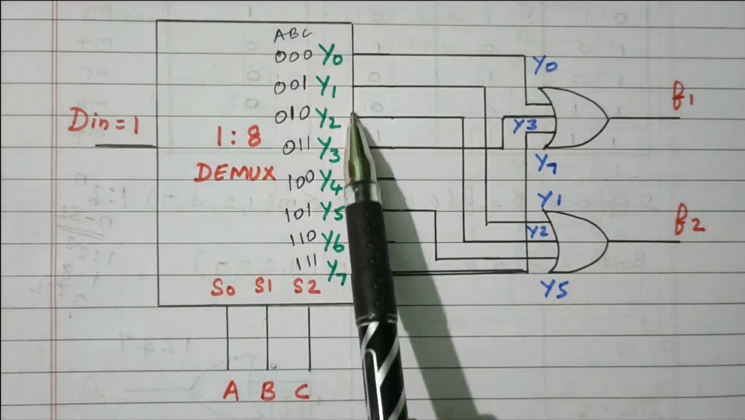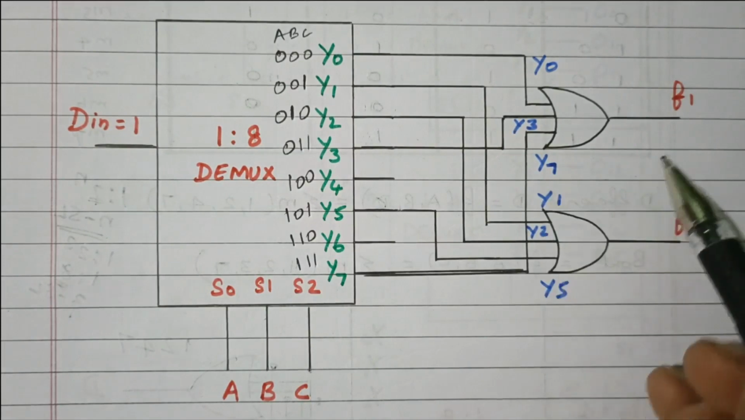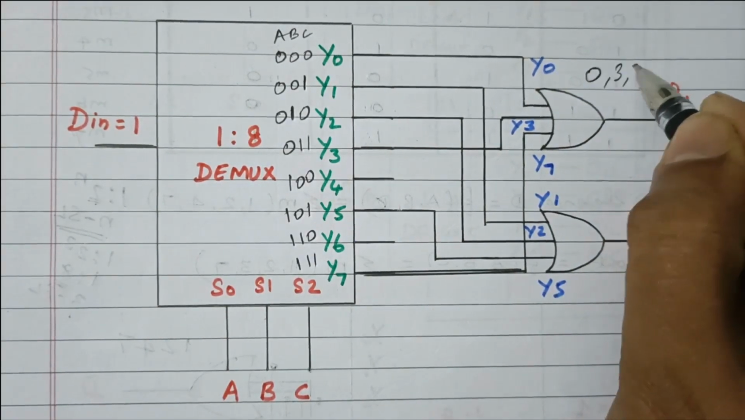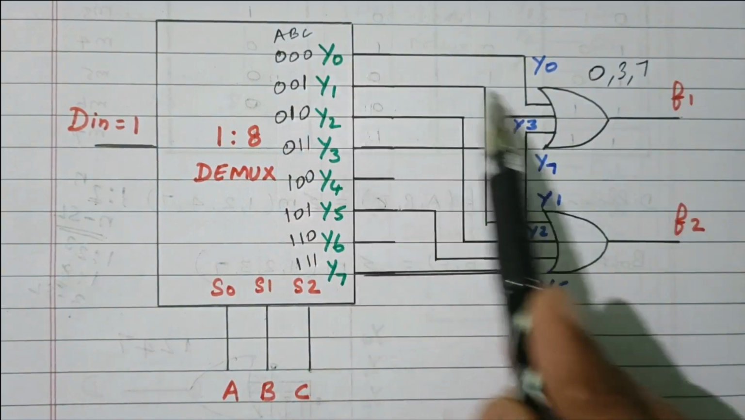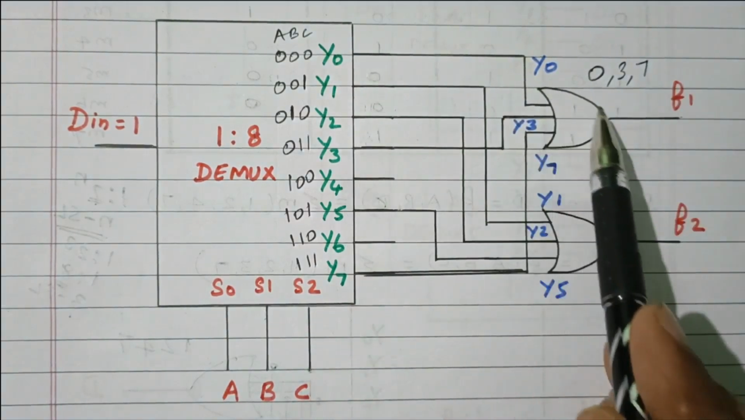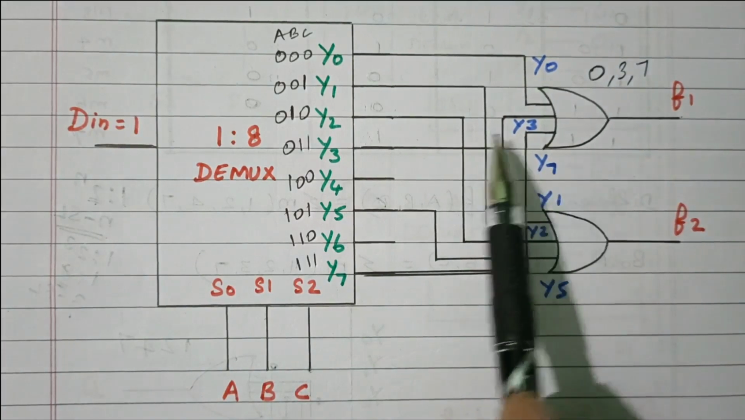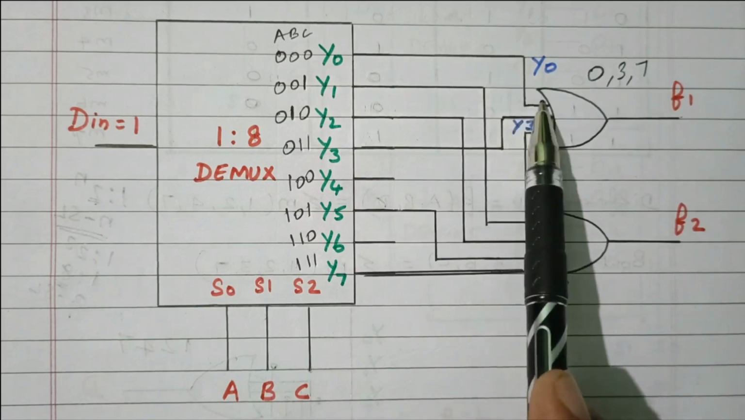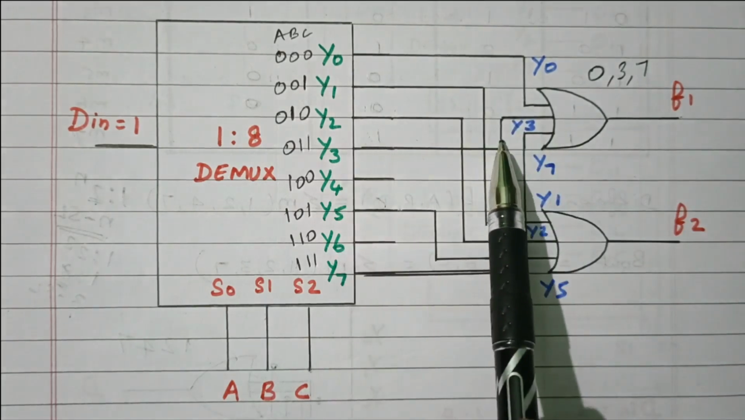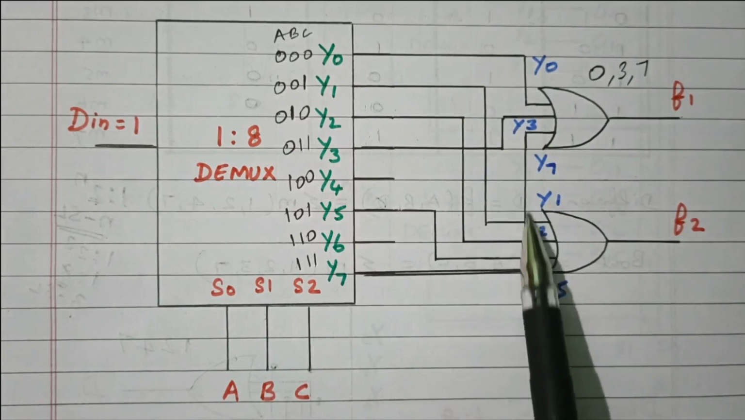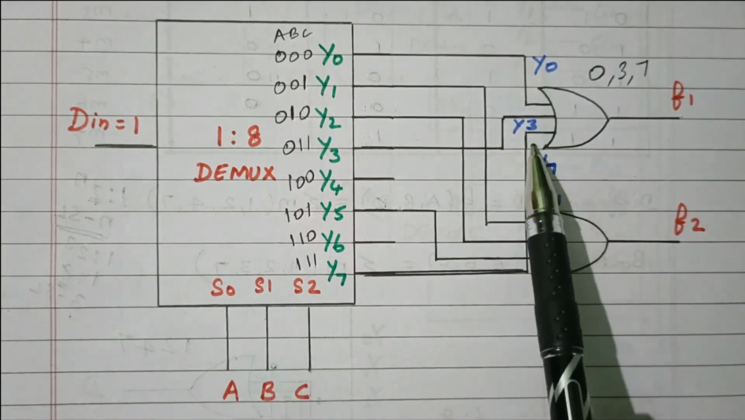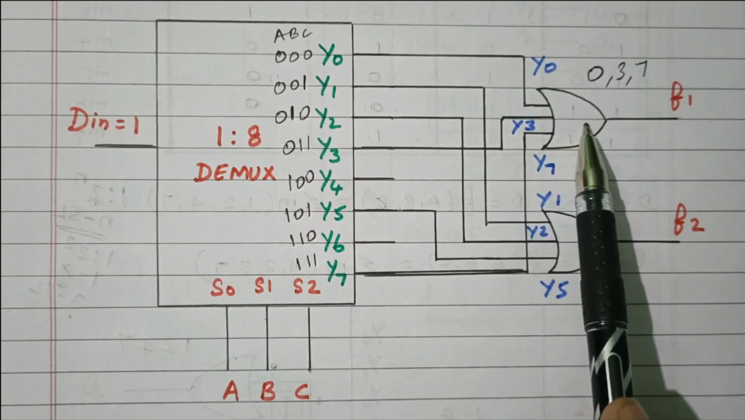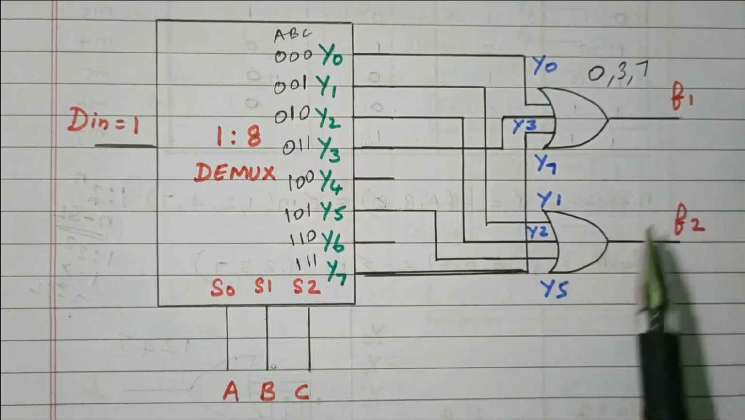Right. Now we got the 8 different outputs. In that, for function 1, what we need is only 0, 3, 7. So this is a sum of min terms, so we are using one OR gate. Here we need to add 0, 3, 7. So 0 is connected and 3 is connected. Similarly, 7 is connected. 0, 3, 7 are connected, so that these 3 will be added together, sum of min terms, and we get the function F1.